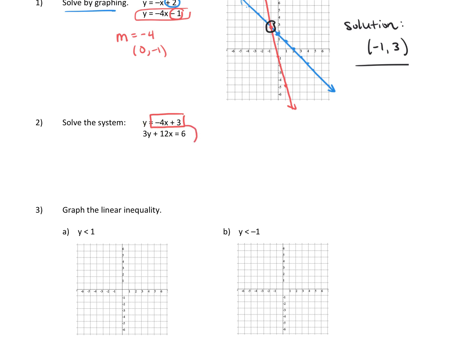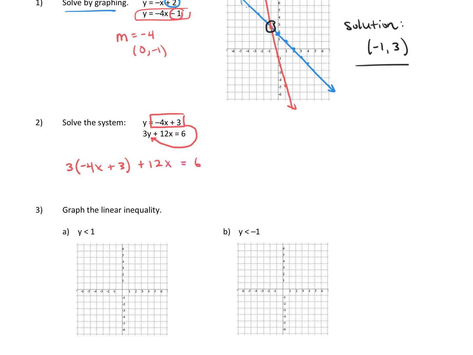So I'm just going to draw a little arrow. This is going in right there. So we have that 3 in front of the y. So we have a 3. We're going to substitute in for the y that -4x plus 3. And then we just keep writing our equation. Our plus 12x equals 6.